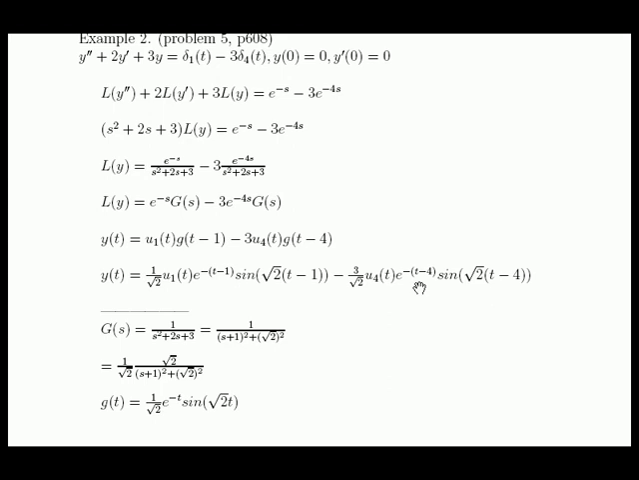And there's our final solution, which says that up until 1, both of these terms are 0, so the y is 0 until 1 because nothing happens until 1. Then this term turns on, so this just becomes 1 times that. And then at 4, this one turns on, and altogether, there's your solution.